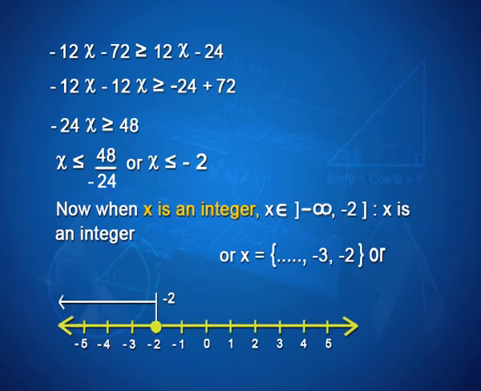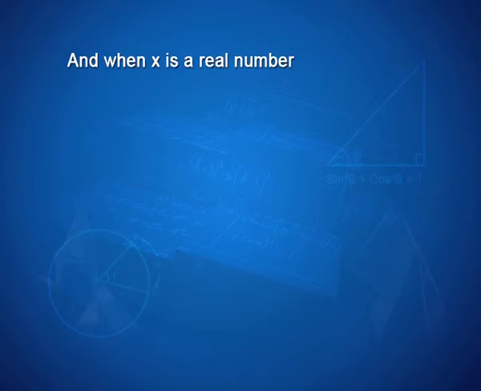Note the colored circle at the point minus 2 and the arrowhead pointing on the left of minus 2. Note again that this number line will be considered for integers only. Now, let us write the answer when x is a real number. When x is a real number, in the interval form, it will be expressed as x belongs to minus infinity to minus 2, open bracket at minus infinity and close bracket at minus 2.